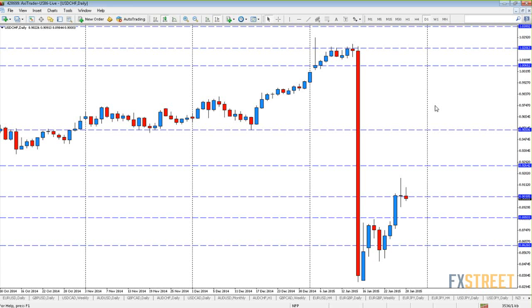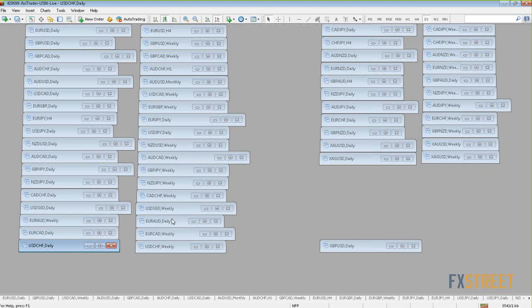Cool. Euro-Swiss chart might give the clue. Yep. All right. Any other charts that you guys would like to take a look at? So that is essentially the Swissy. I can show you a couple of the charts that I'm watching if you guys are interested.